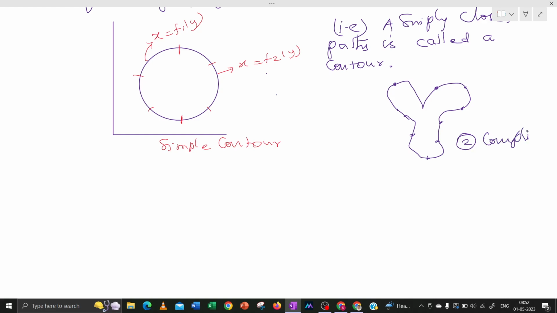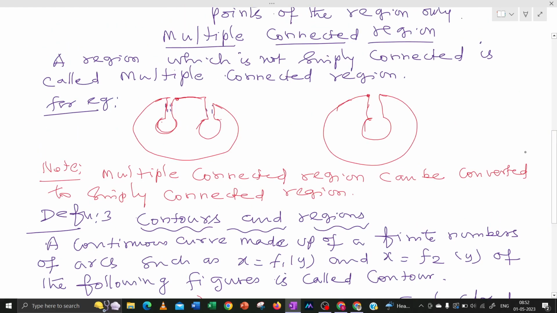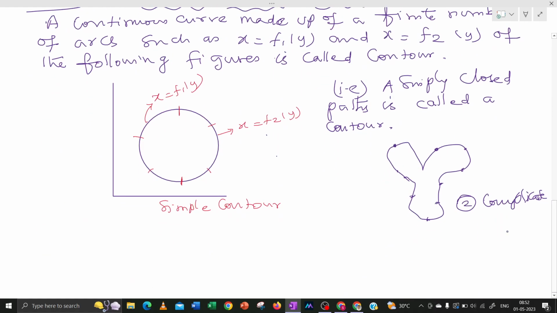In that case, this type of contour is called a complicated contour.